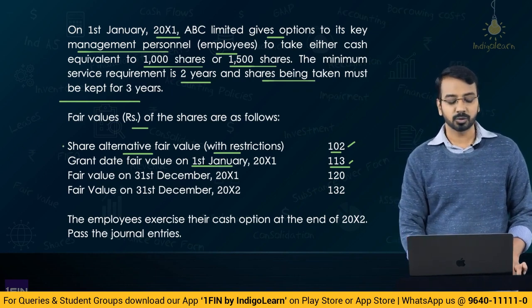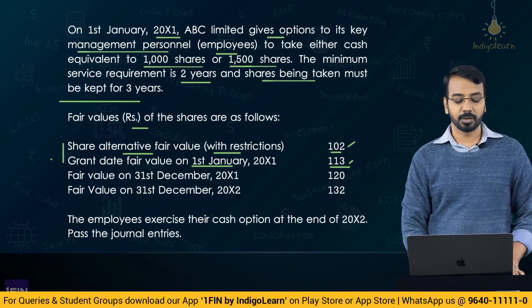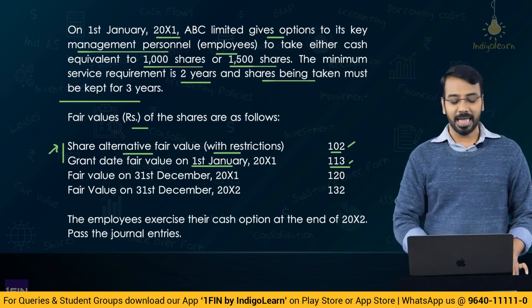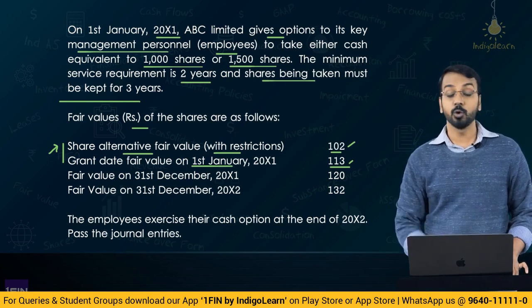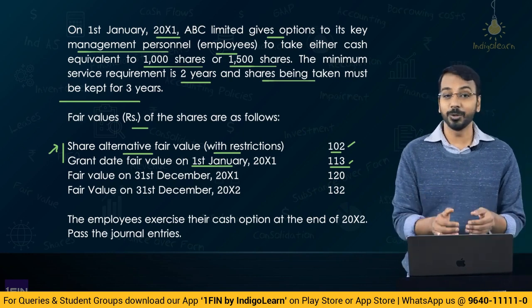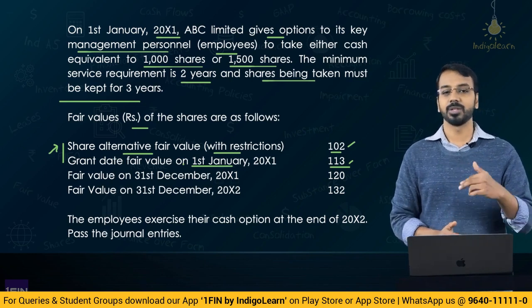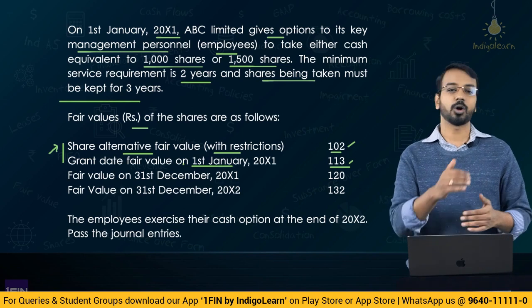Okay. Now why are these two important? These two are important because the share alternative gives us the value of the equity alternative and the grant date fair value will give us the value of the liability component. We will put the relevant numbers and see how the computation goes.